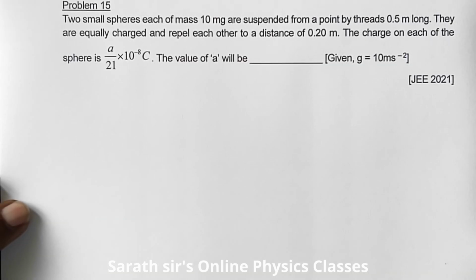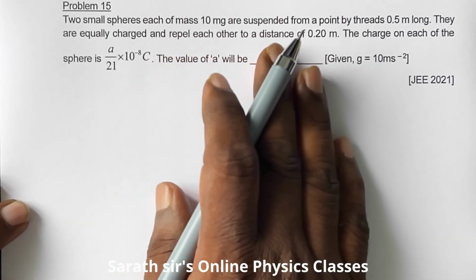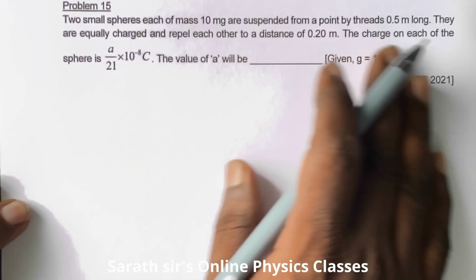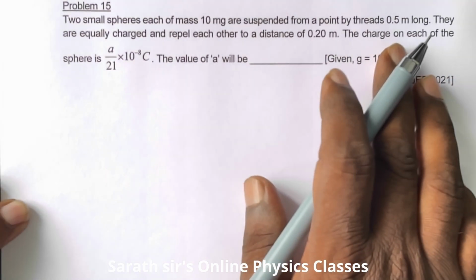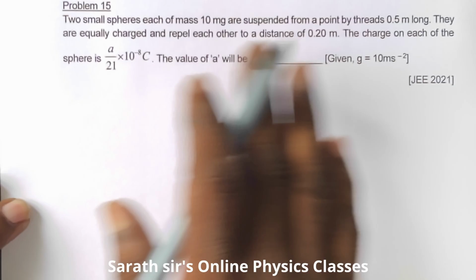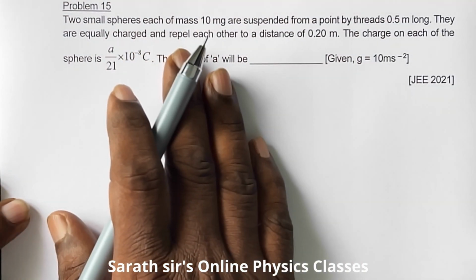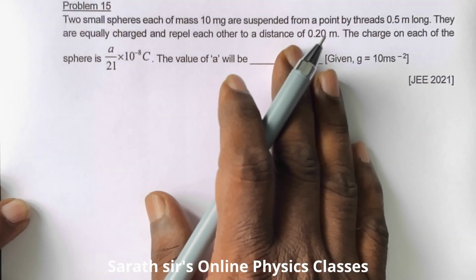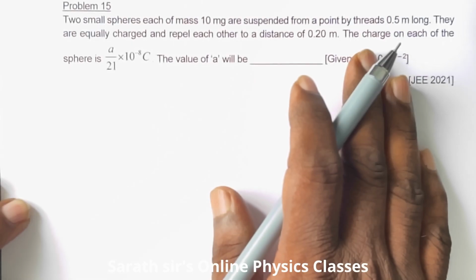In this problem, two small spheres each of mass 10 mg are suspended from a point by thread 0.5 meter long. They are equally charged and repel each other to a distance of 0.20 meter.